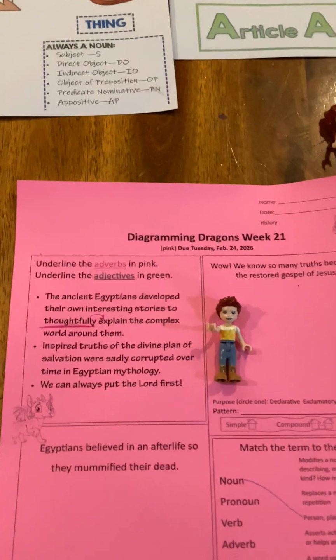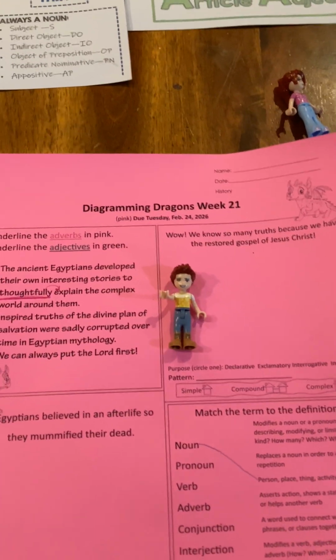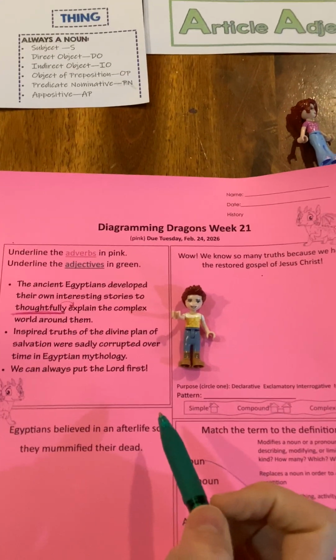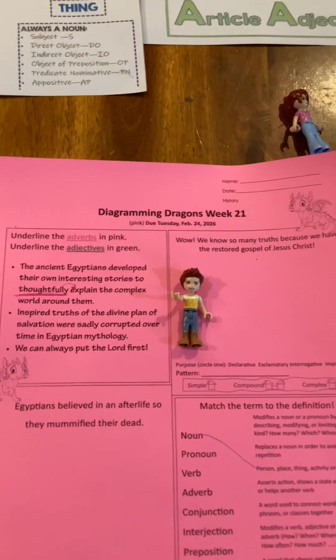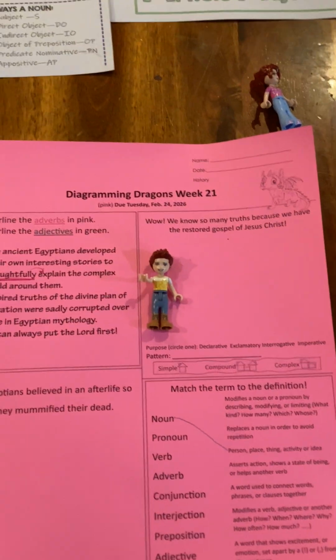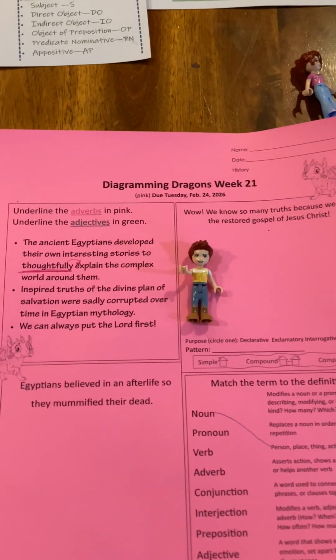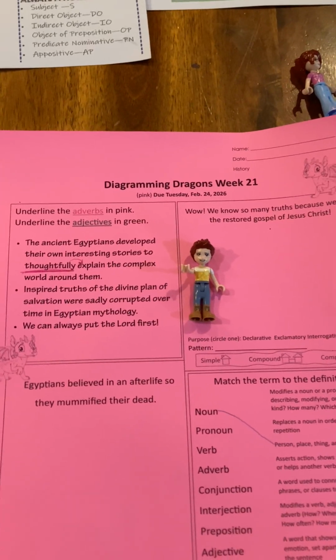Okay, so let's find the adjective. We know that it's going to modify a noun. Let's read the first sentence and find one together. The ancient Egyptians developed their own interesting stories. All right, I already have seen two. Any words that modify nouns?